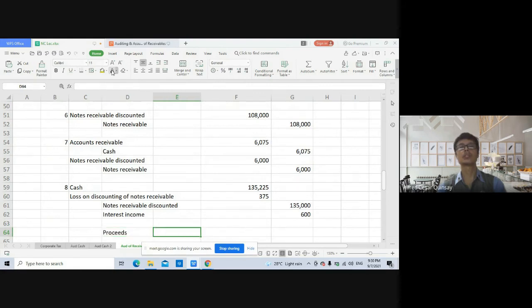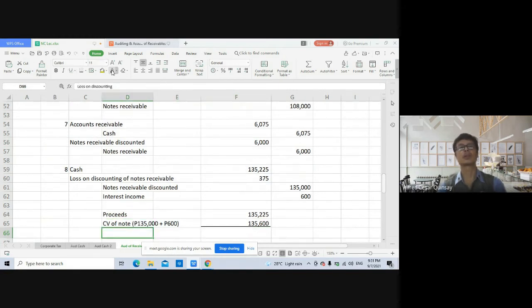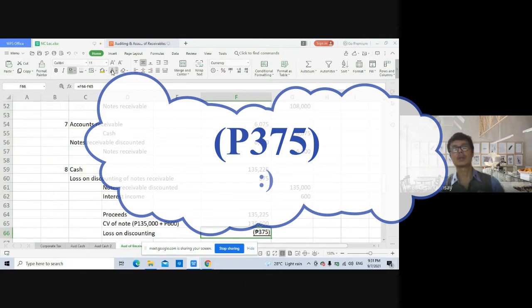So yung proceeds na tanggap natin, that is 135,225. So it was given sa problem, no? And yung carrying value ng note was 135,600. Okay, so 135,000 yung principal plus yung accrued interest of 135. So merong loss on discounting of 375,000.